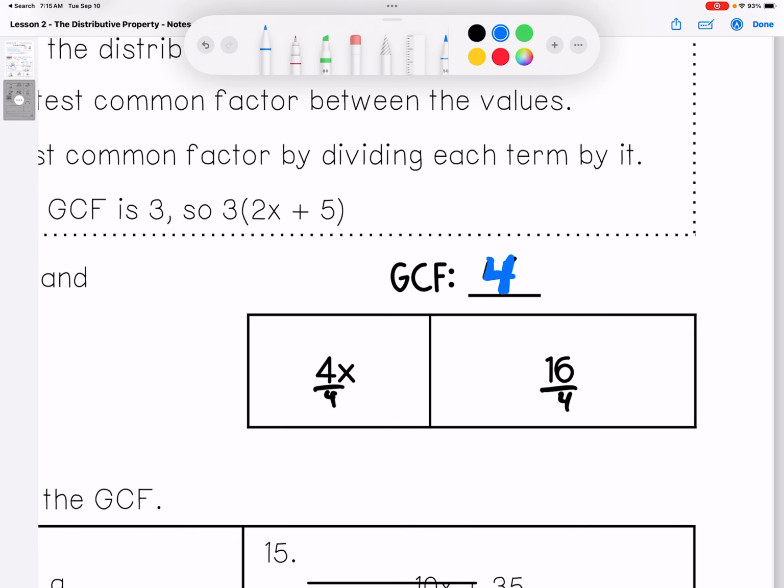Okay? So 4. So when asked for area model, you're going to take 4 away from both of them. And what are you left with? 4 divided by 4 is 1. So 1x. We don't write it like 1x, do we? No, we just write it as what? X. 16 divided by 4 is positive 4. So that as distributive property would be 4 times x plus 4. Now watch this. What is 4 times x? What is 4 times 4?